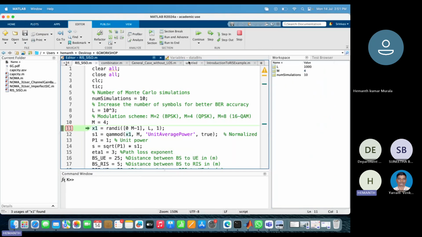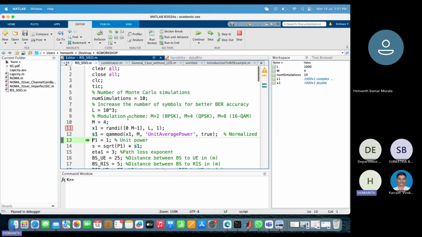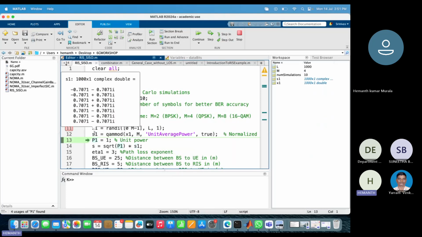See here, X is generating all the QPSK modulation. These are all the 0.7071, which means 1 by square root of 2 value.